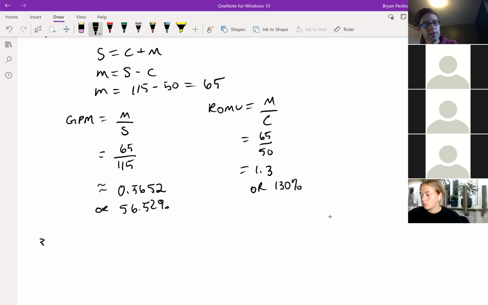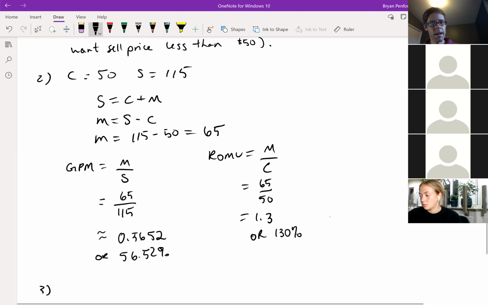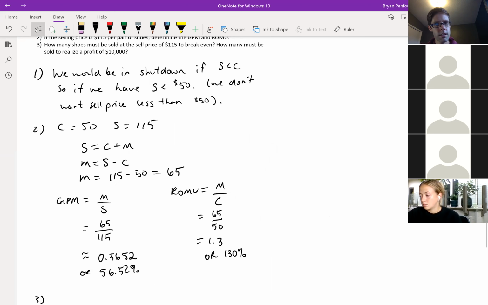So that should clear up part 2. I'm just going to scroll back up so I can see what part 3 says. How many shoes must be sold to break even? And how many shoes must be sold to get a profit of $10,000? So these are 2 separate parts to this question. Both of them are going to ask us to find X, how many shoes we have to sell. One deals with the break even number, which is total profit of 0. The other deals with a total profit of $10,000.